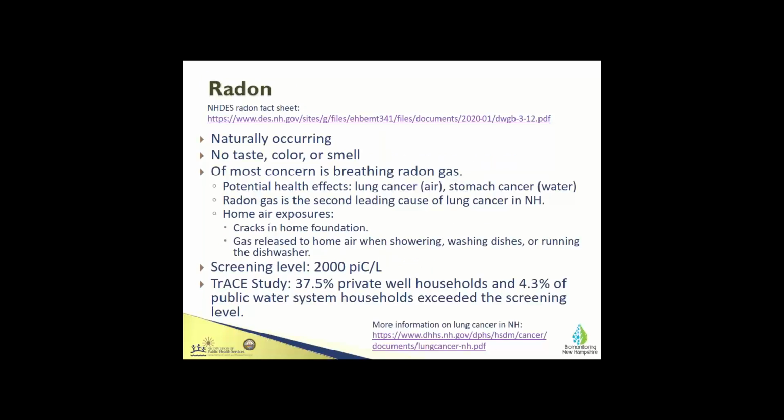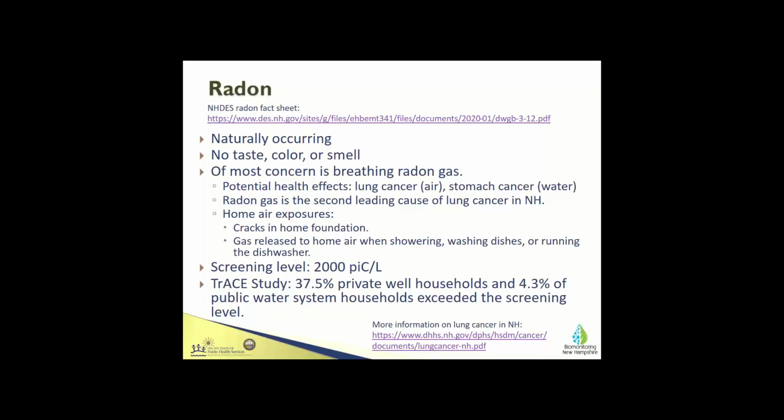Radon gas is released when certain metals like uranium decay. Radon exposure is the second leading cause of lung cancer in New Hampshire, with tobacco smoke being number 1. However, it's the leading environmental cause of lung cancer. It's estimated that 100 New Hampshire residents die each year due to long-term exposure to radon. Of most concern is breathing radon gas.